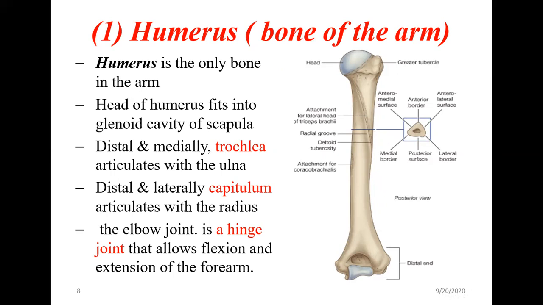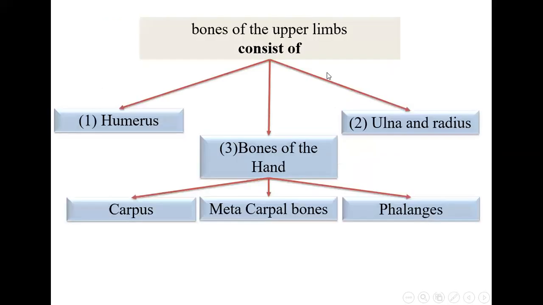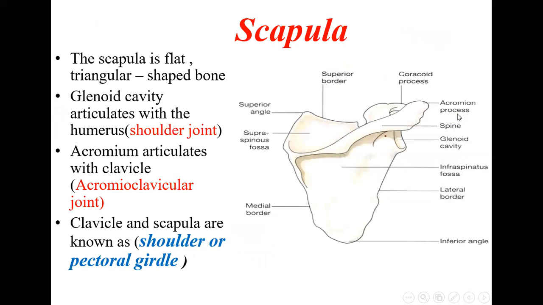The arm is the upper part of the upper limb, and the forearm is the lower part of the upper limb. In the arm there is only one bone, called the humerus. The head of the humerus fits into the glenoid cavity of the scapula. As we saw, the glenoid cavity is like this in the scapula.